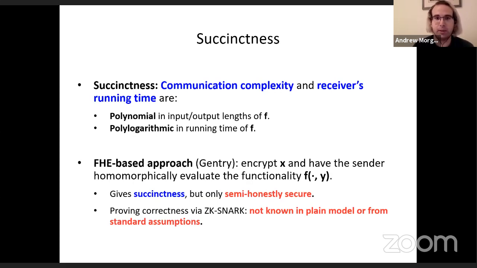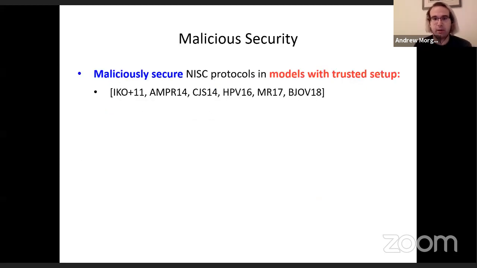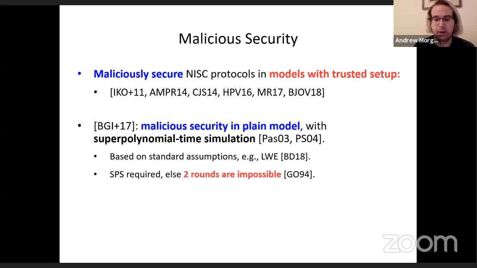Proving correctness while preserving succinctness, if we want to do it directly, would require a ZK SNARK, which isn't currently known in the plain model or from standard assumptions. On the other hand, if we do want malicious security, there are many known protocols which give malicious security in models with trusted setup, as well as a recent protocol by Badrinarayanan et al., which is based on standard assumptions and gives malicious security in the plain model, albeit relaxing to super-polynomial time simulation, or SPS security, since 2-round NISC with polynomial time simulation is well known to be impossible in the plain model.